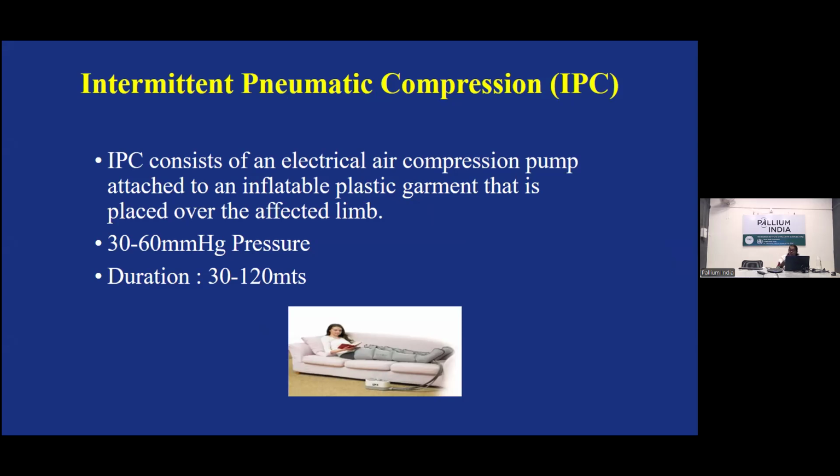You will have to insert your affected limb into the intermittent pneumatic compression. That plastic garment-like thing will be there, like a BP apparatus cuff. Then we can adjust the pressure, and the duration also we can fix, and the machine will give a continuous pressure, so that all the fluid will be pushed from one area to another part.